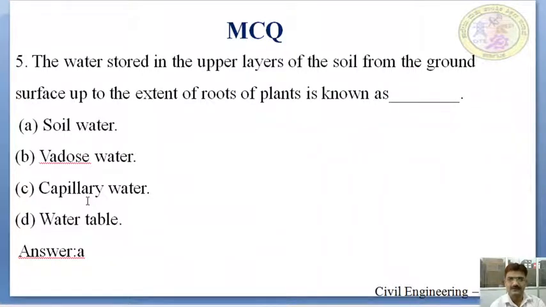Answer is A. Fifth one: the water stored in the upper layers of the soil, from the ground surface up to the extent of roots of plants, is known as dash. It's a definition; A is soil water, B is vadose water, C is capillary water, D is water table. The water which is stored in the upper layers of the soil from the ground surface up to the extent of the roots, the surface will be having only soil. The answer is A, that is soil water.